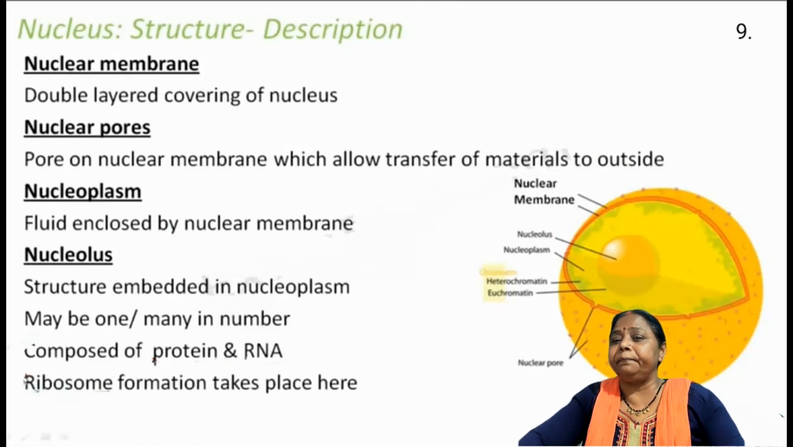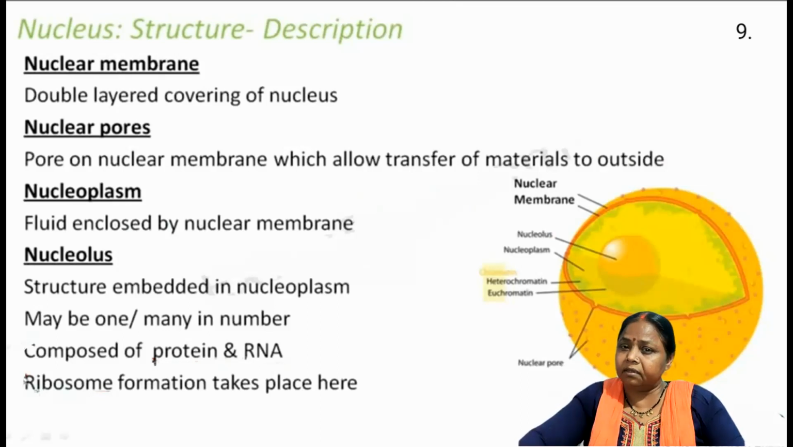it is a structure embedded in nucleoplasm, maybe one, maybe in numbers. किसी किसी सेल में एक ही होता है, एक न्यूक्लियस के अंदर एक ही न्यूक्लियोलस होता है, कभी कभी एक से ज्यादा भी. They are composed of protein and RNA. Ribosome formation takes place here. Ribosome का formation, इसका मेन फंक्शन है फॉर्मेशन ऑफ राइबोसोम. याद रखना न्यूक्लियोलस का फंक्शन क्या है, it is responsible for the formation of ribosome.